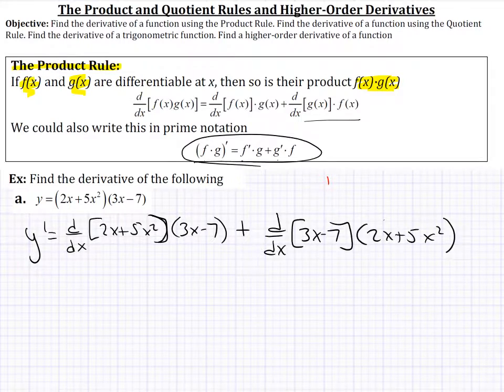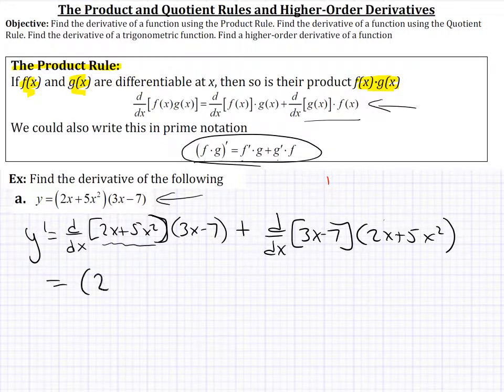And that should get me what I'm looking for. So that's telling me exactly how I should apply this derivative rule to this problem. Now I have to actually do it. So I need the derivative of 2x plus 5x squared, which at this point should be very easy.